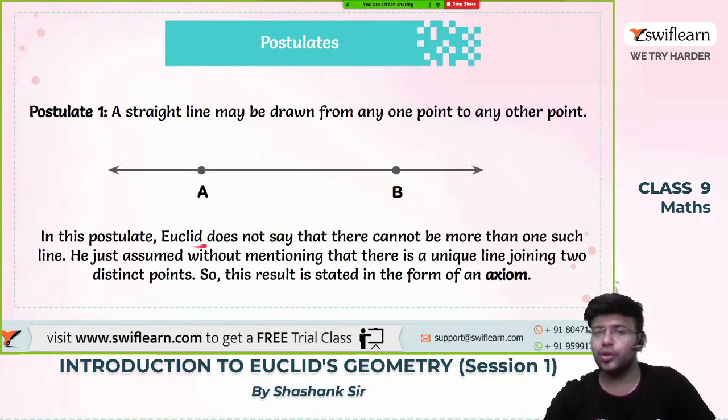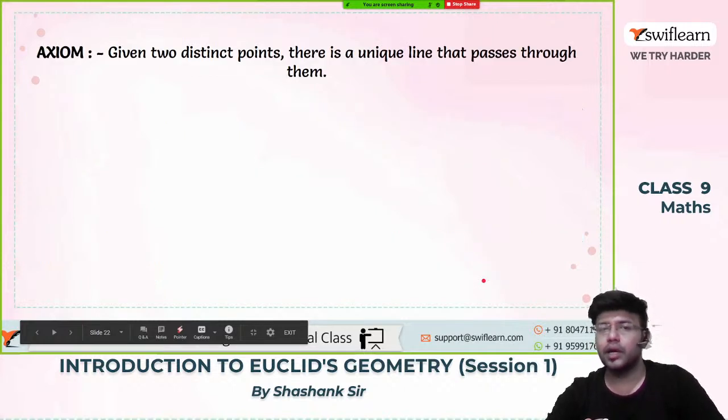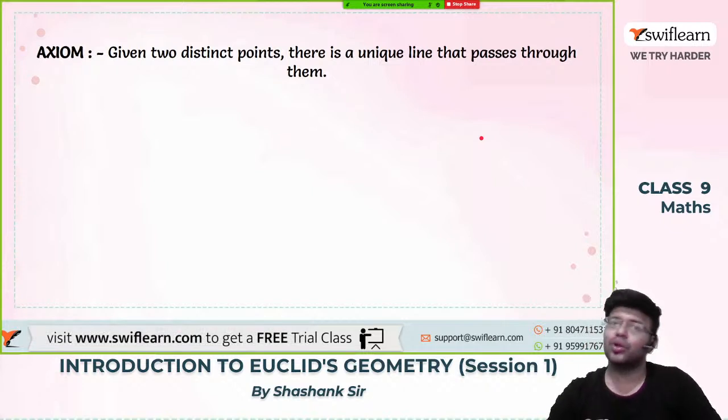Now, in this postulate, Euclid does not say that there cannot be more than one such line. Actually there cannot be more than one such line, but he did not say that. He just assumed without mentioning that there is a unique line. Unique means single, particular. A unique line joining two distinct points. So this result is stated in the form of an axiom: given two distinct points, there is a unique line that passes through them.